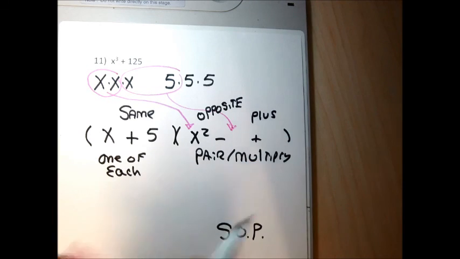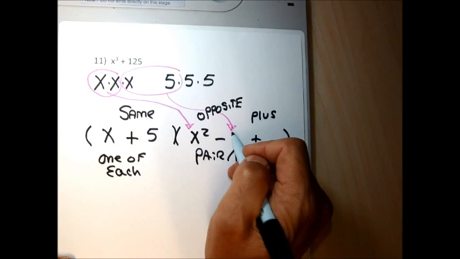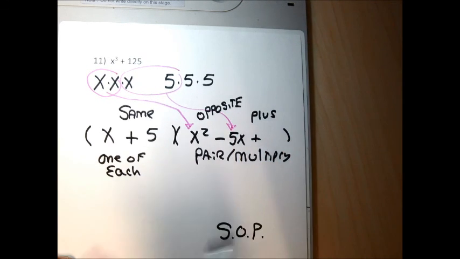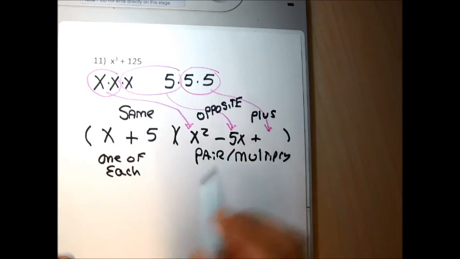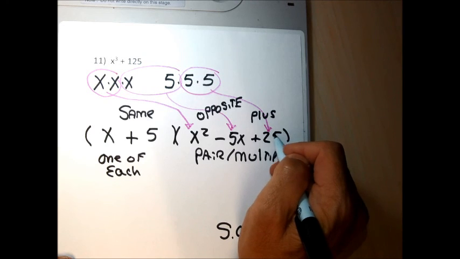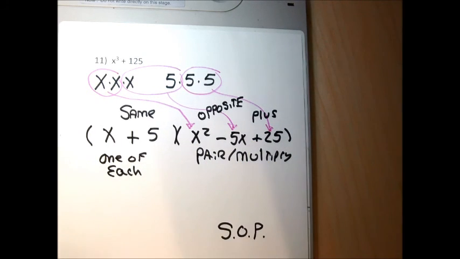And instead of writing x times 5, I'm going to write 5 times x. And the last pair, 5 times 5, and instead of writing 5 times 5, I'm going to write 25. Second parentheses is always prime, and that's the whole answer to problem 11.